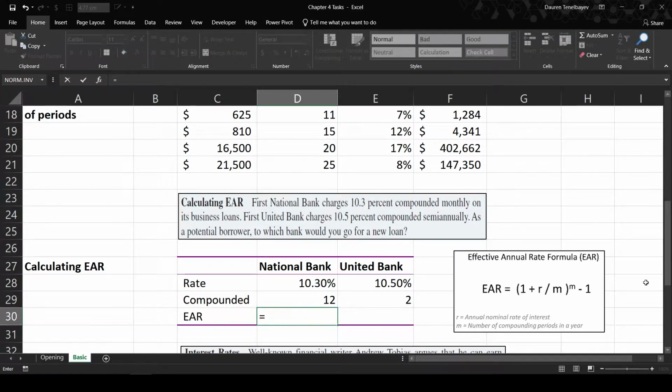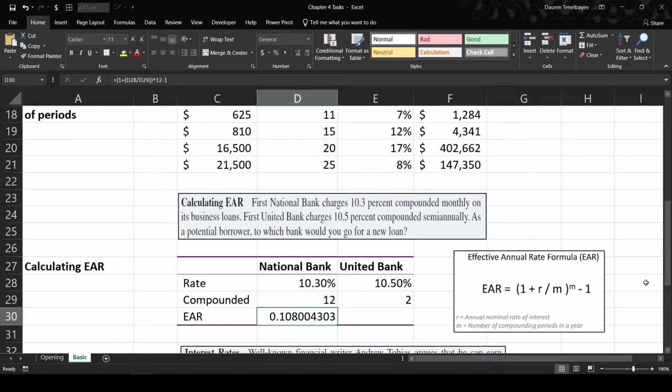So we have 1 plus, in our case, just rate, the annual rate, which stands for APR. We just divide it by the compounding number and raise it to the power of 12, minus 1. If we convert it to a percentage, it would be 10.8. And copy the formula to the right side.